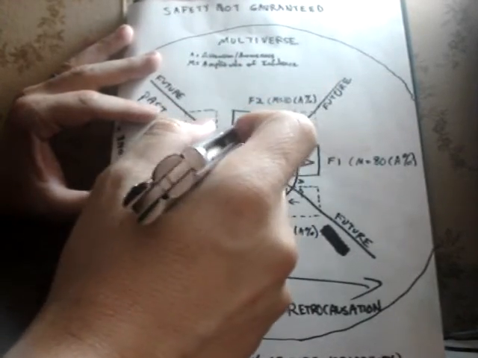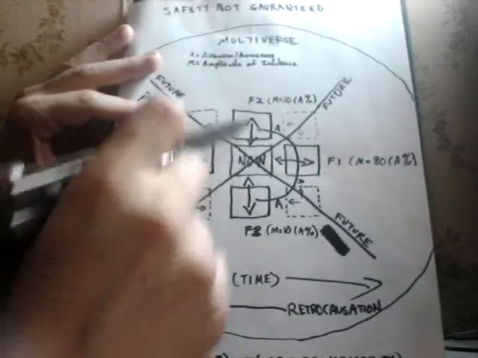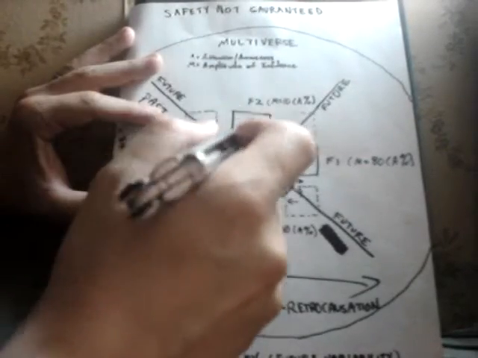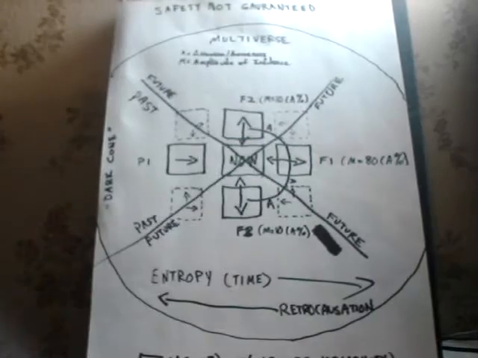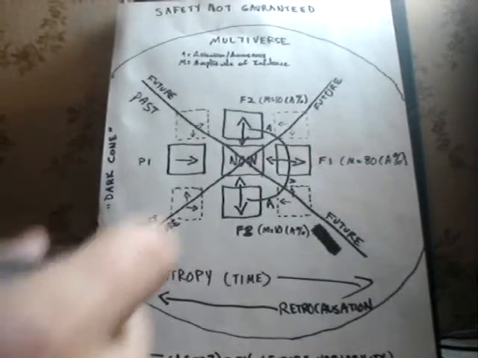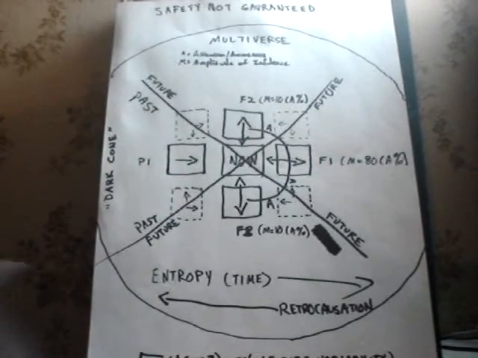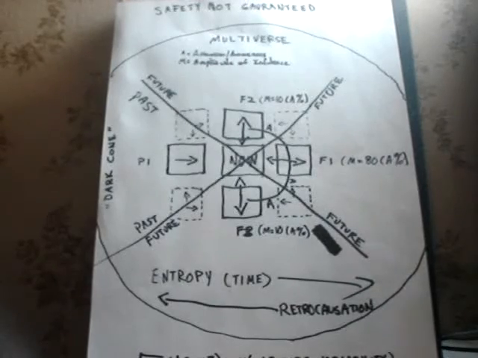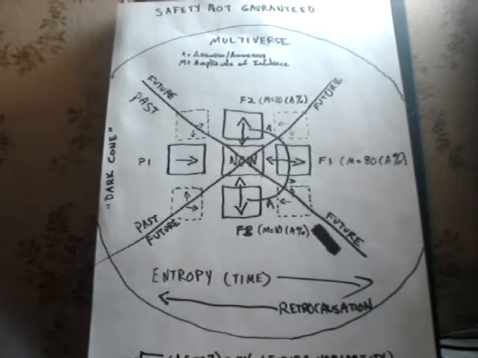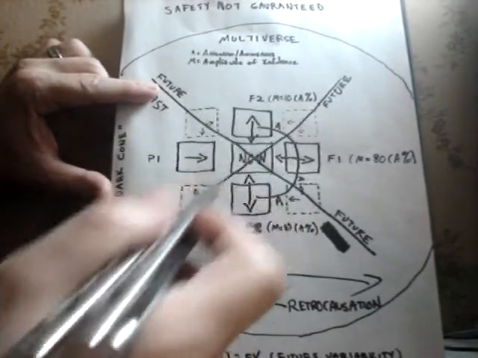Now universe F2 is our up direction universe. I call it up direction universe because I can't think of a better term for it. I'm not a scientist. I have no scientific training. I don't think of these things in a think tank. I think of them while I'm sitting on the toilet. So this is our up universe.